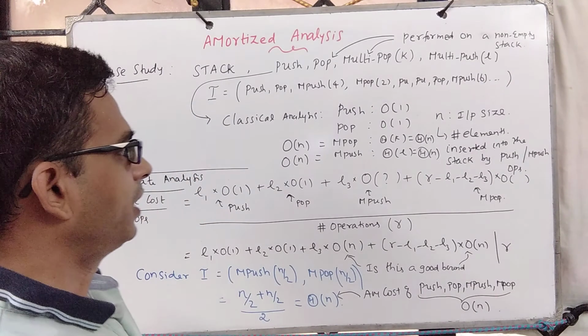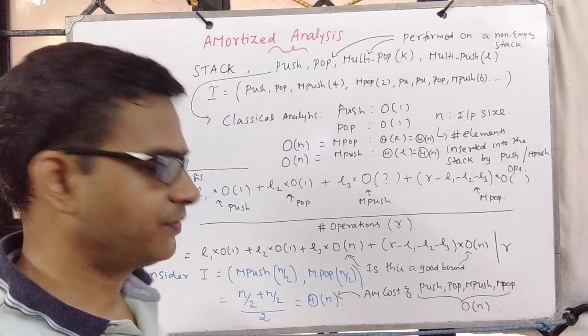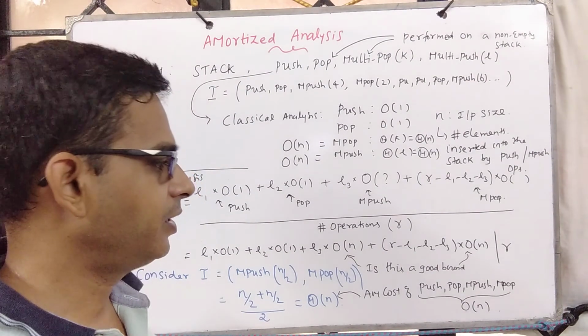Let's look at this data structure along with the supporting operations and analyze it from the accounting perspective and the potential function method.